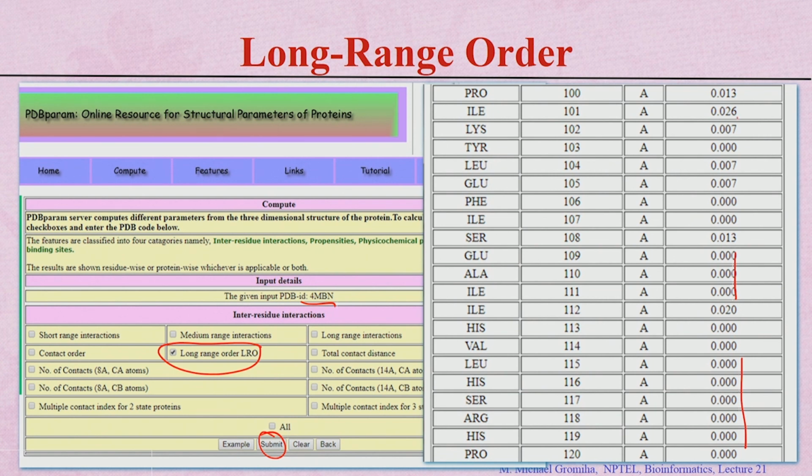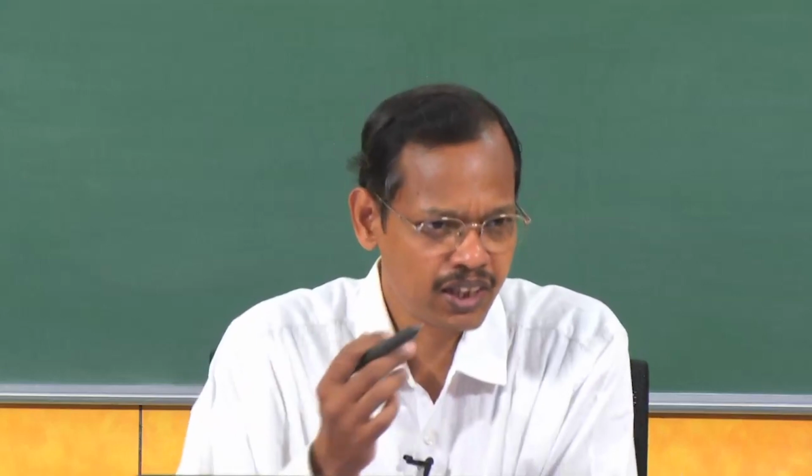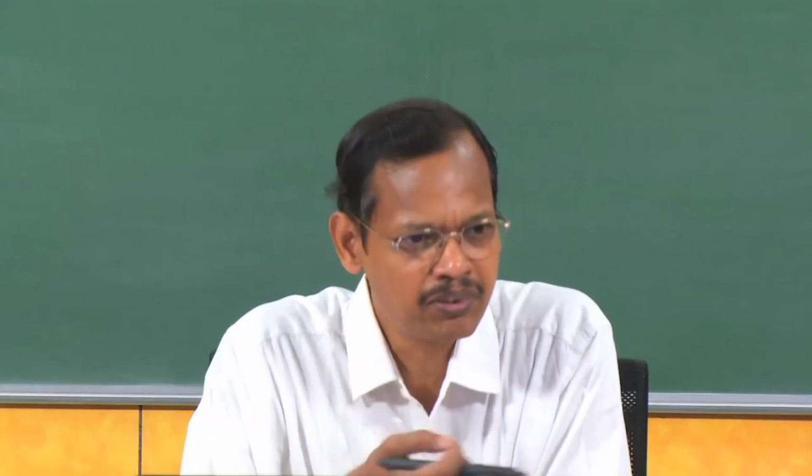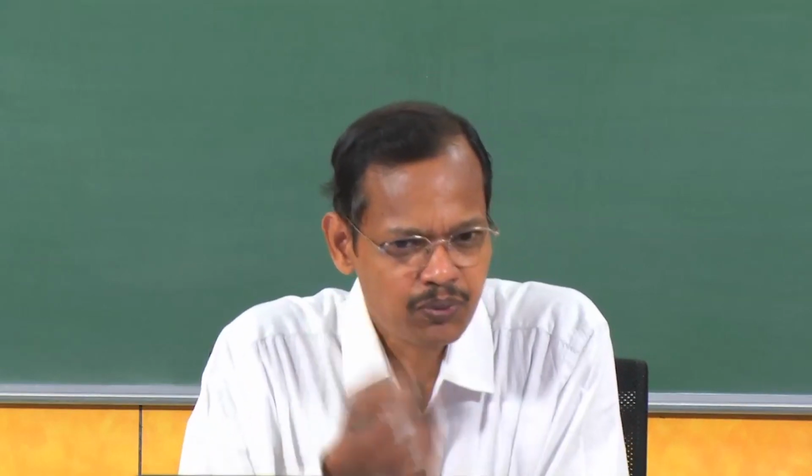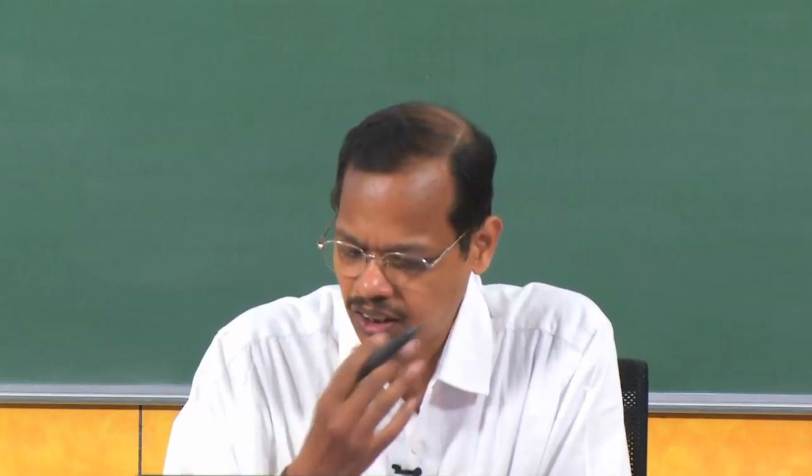In some cases you can see higher numbers, 0.026 or 0.013. So if you look at different structures, if you take different proteins, you can see the variation of these numbers based on the number of contacts. For example, if you take all beta proteins, you can see several residues are influenced by long range contacts, and you see the higher values in the case of these all beta proteins.